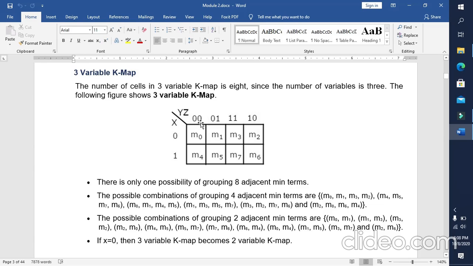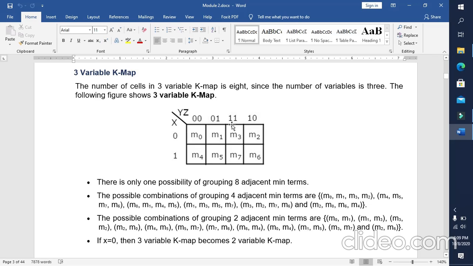As you have seen in this table, the first combination of your YZ is 0, 0. And then it is followed by 0, 1. But it is not followed by 1, 0, right? So you have 0, 1, then 3, and then 2. Why is it?